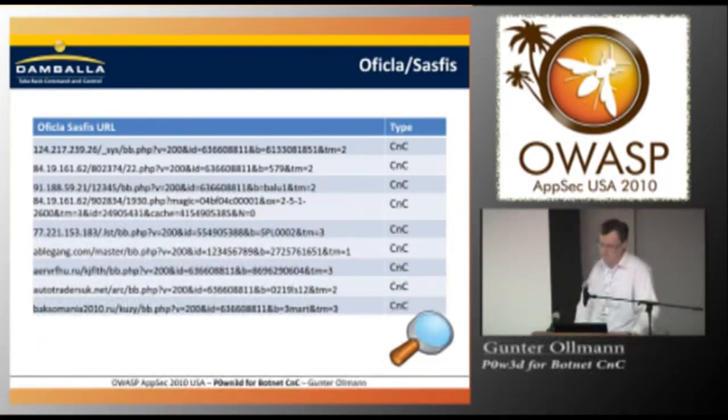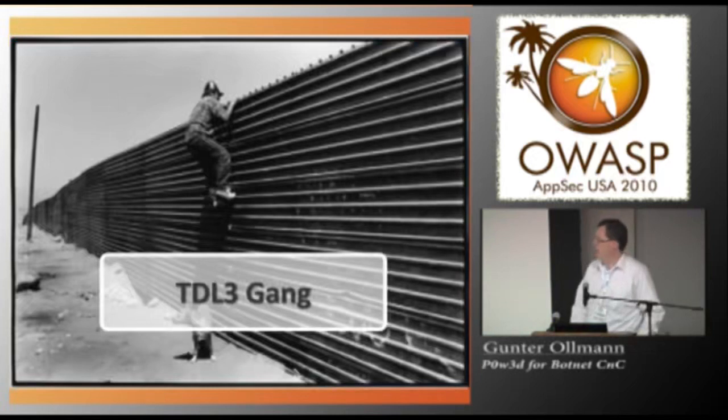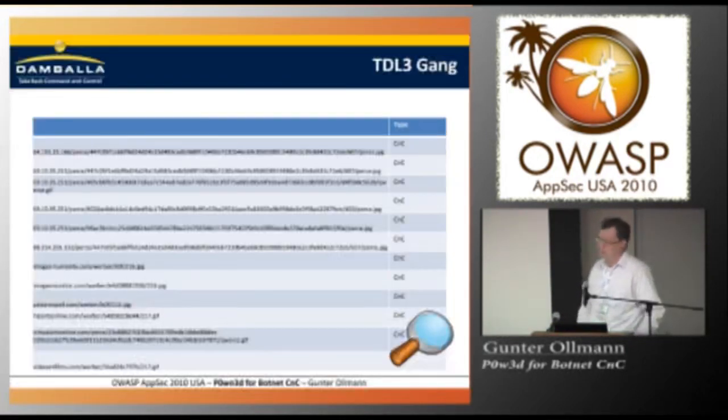So one gang that you'll be seeing a lot more in the press is the TDL3 gang, mainly named after the malware that they use and distribute. Their command and control infrastructure is a little bit different, so they prefer very long, random URLs, and they have a unique type of structure.